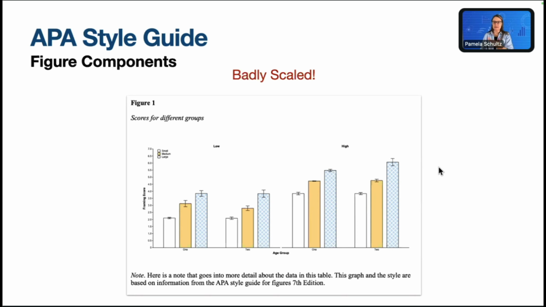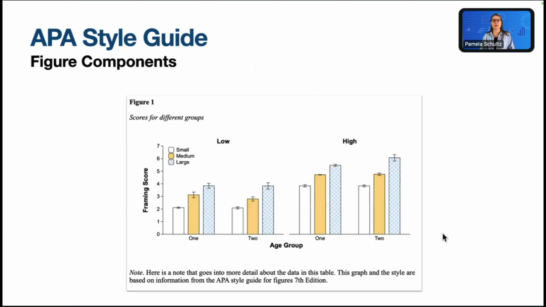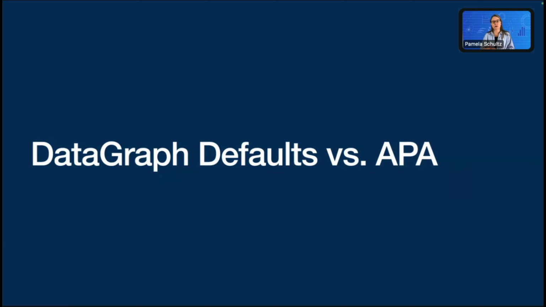Okay, so badly scaled, how do we fix this? Well, this is something we're going to handle today using DataGraph. But here you can see a graph that is properly scaled, where I can read the font on the graph itself and the whole thing looks nice and balanced. Looks good. Let's talk a little bit about the defaults that are in DataGraph versus the APA style guide.